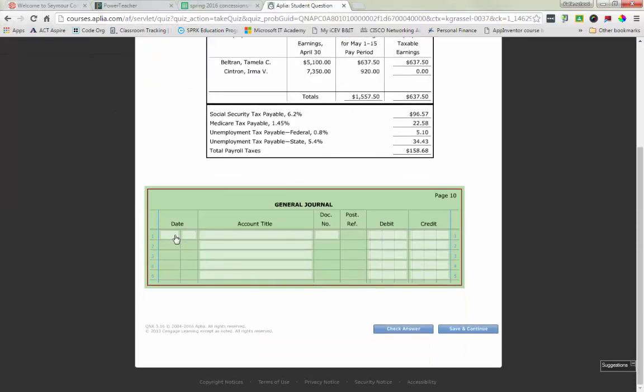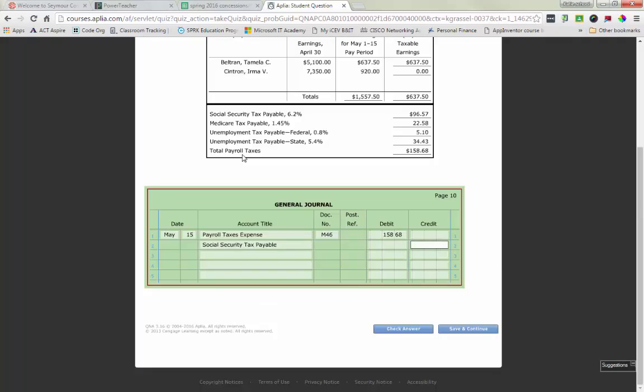So the first thing we're going to do is record the date, and it says we're going to journalize the employer payroll taxes for May 1st to the 15th, on the pay period on May 15th of the current year, and we're going to use General Journal page 10 and Memorandum 46. So I have to do my debit. My debit is going to be payroll taxes expense. And then it's going to be for M46. And I'm going to debit that $158.68. That is the total of all of my taxes.